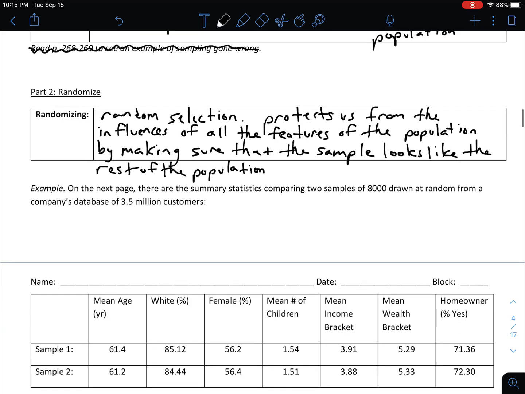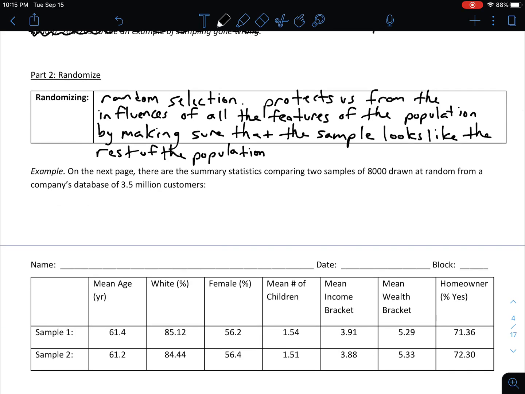The second part is that we need to randomize. Here's the idea behind randomizing: when you have random selection, it protects us from the influences of all the features of the population by making sure that the sample looks like the rest of the population. In other words, we want it to be a representative sample.